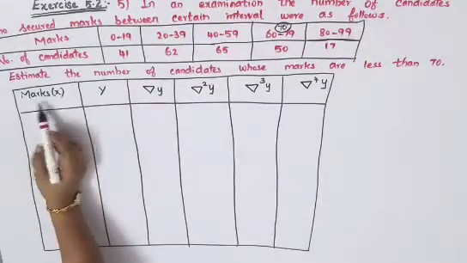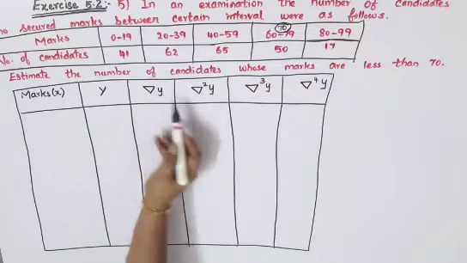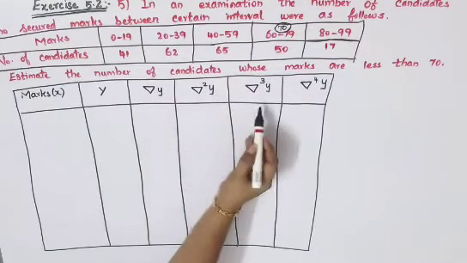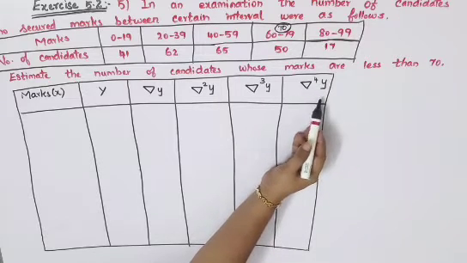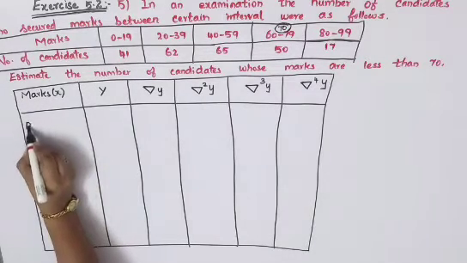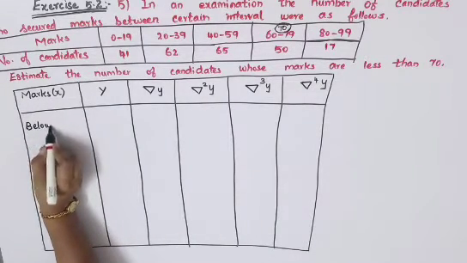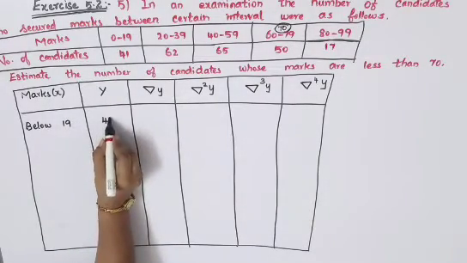Your table is marks in x and your y. This is called nabla y, nabla square y, nabla cube y, and nabla power 4 y, because it is Newton's backward interpolation formula. For that you will have to use your nabla. Forward means delta, backward is nabla. Okay. So now below 19, the marks below 19 is this 41. Okay, so we'll just write 41.